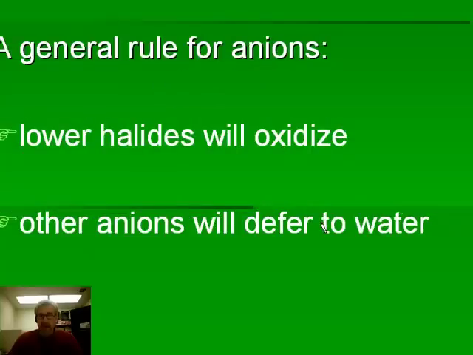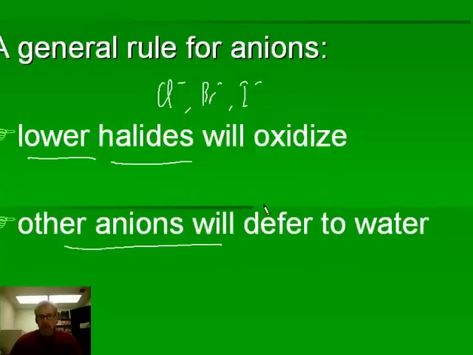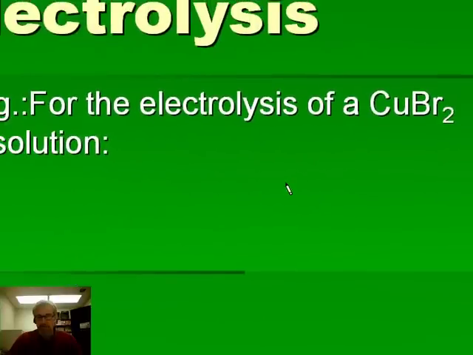There are also general rules for the anions. The lower halides, it turns out, will oxidize preferentially to water. So we're talking about Cl-, Br-, and I-. Any other anions will defer to water. In other words, you'll have water oxidizing instead of the anion. Let's apply this to some real solutions.